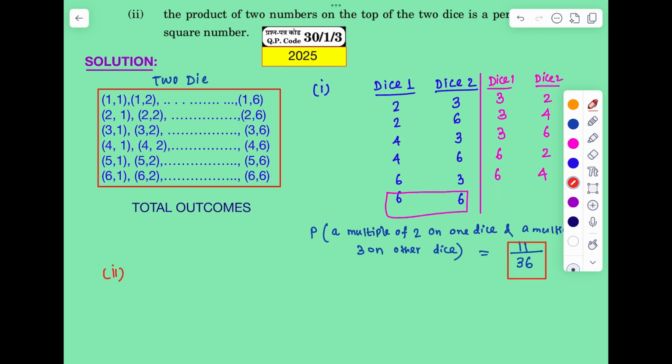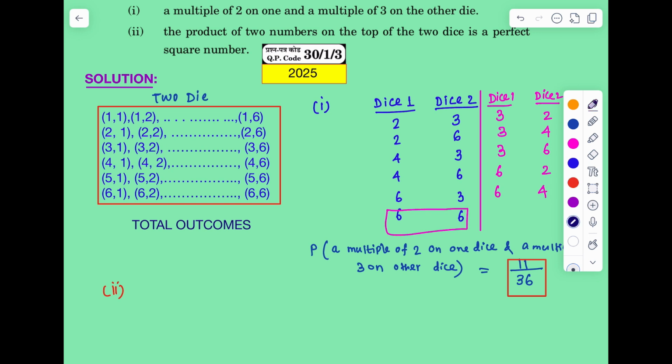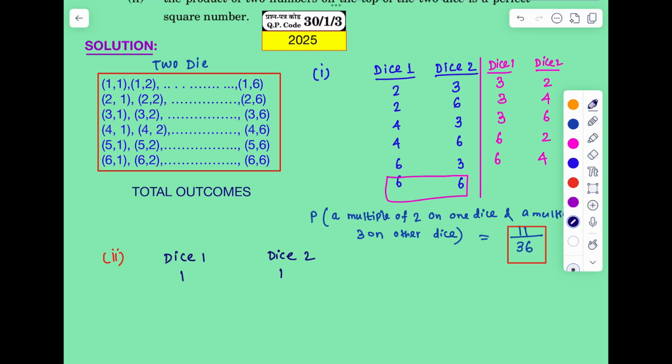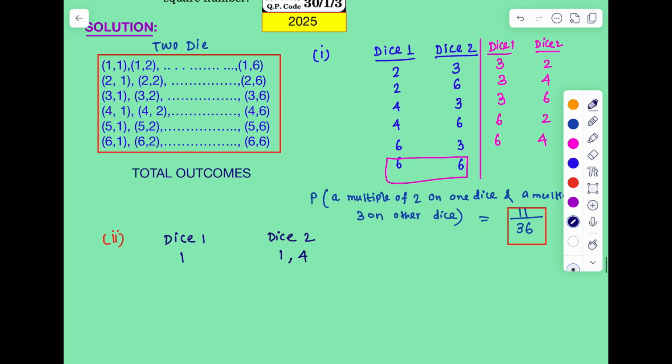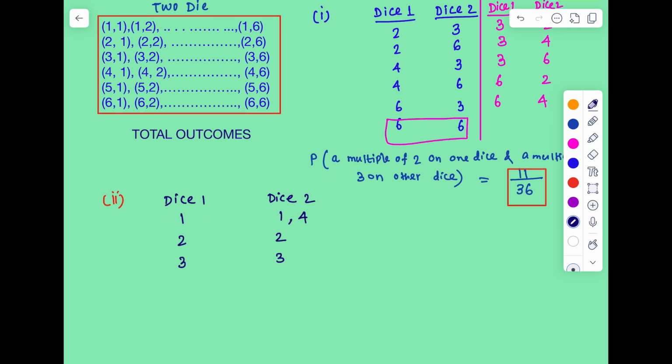And the next part is the product of two numbers. The product of the two numbers on the top of the two dice is a perfect square number. Suppose this is dice 1 and this is dice 2. We will get 1 here, so for a perfect square it will be 1 and 1, or 1 and 4. Similarly for the 2 case we will have 2, 2, for the 3 case we will have 3, 3, multiplied to a perfect square.